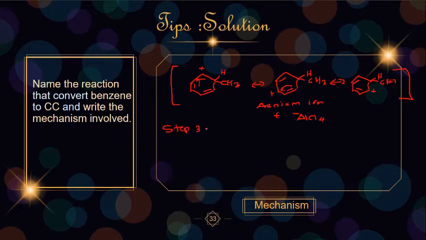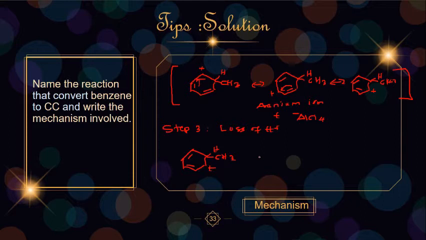If you can see, step 3 is loss of H+, where you remove this H+. So I take the last one. You can choose any one. I choose the last one. If I draw the last one, we now have H with CH3. We have a double bond here, a double bond here, and a plus here.